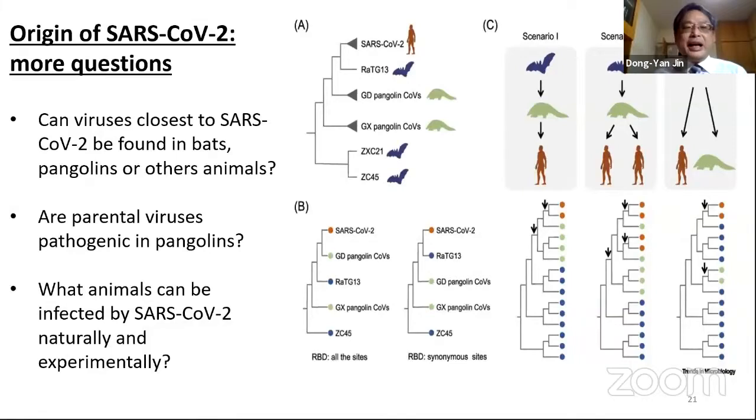So there are many hypotheses to explain the relationship. As described here, in scenario one, the bat passes the virus to the pangolin and then to humans. There could be multiple events from several different pangolins to humans, or maybe the bat passes the virus to the pangolin and also to humans. So the viruses in animals that are most closely related to human SARS-CoV-2 are still to be discovered.